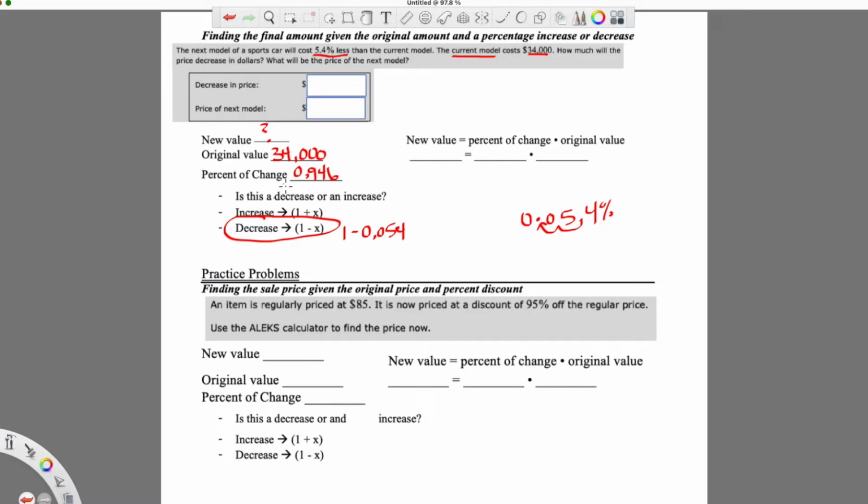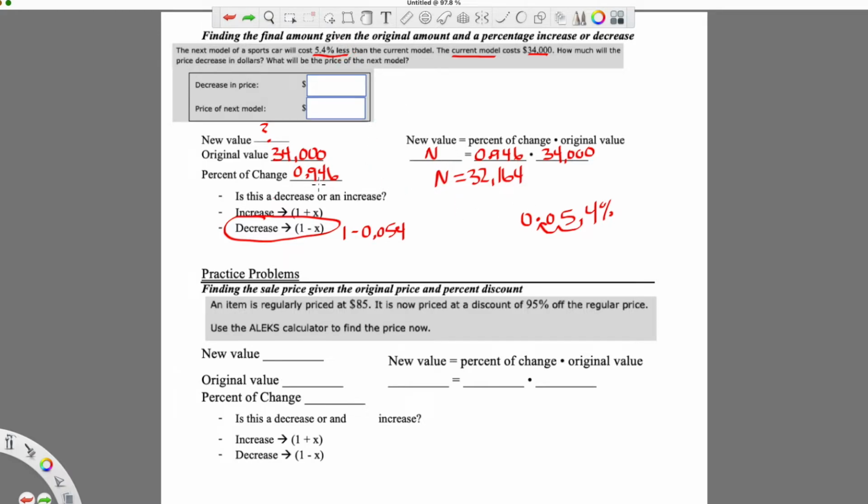So now I'm going to go to my little formula, and this is the same formula we've been using on quite a few of these videos now. The new value, and I'm going to use N for new, equals the percent of change times the original value. So I'm going to multiply 0.946 times 34,000 equals, so the new price of the car is going to be $32,164, which makes sense. It went down, and I know it's a decrease. So it's logical as far as the decrease goes.